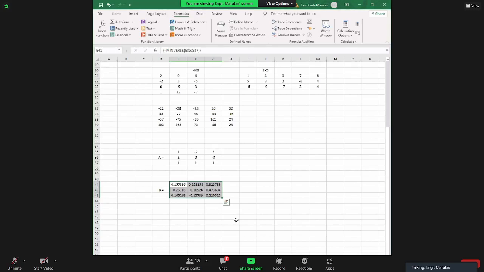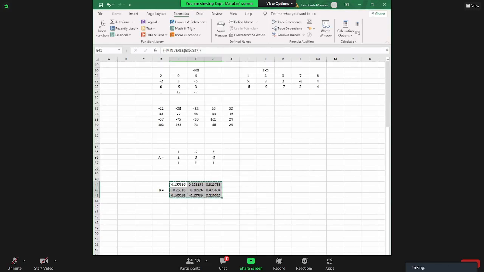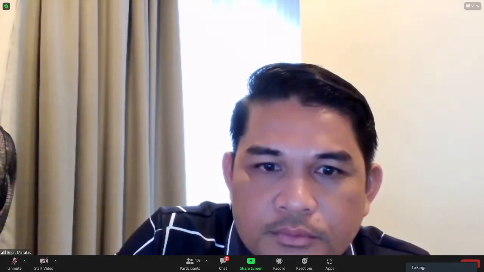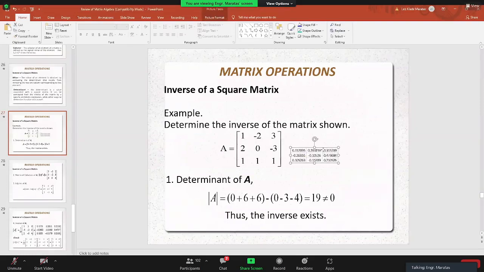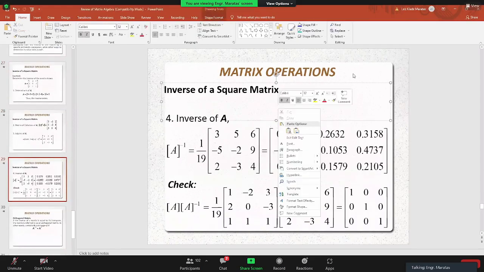Let us compare this to the one that we performed using the definition, the adjoint over the determinant. So I'll copy it. Then go back to this one. This is the result. Let's compare it here.